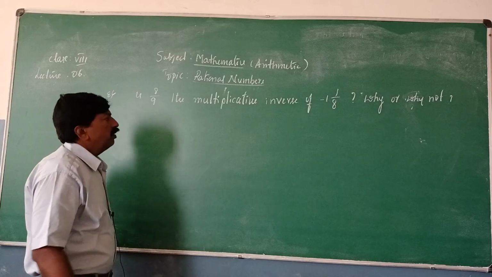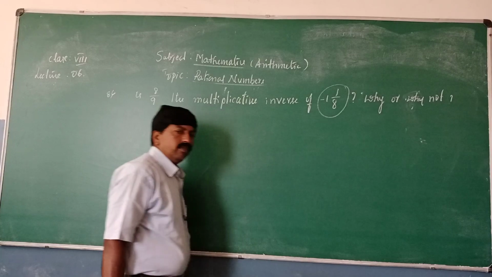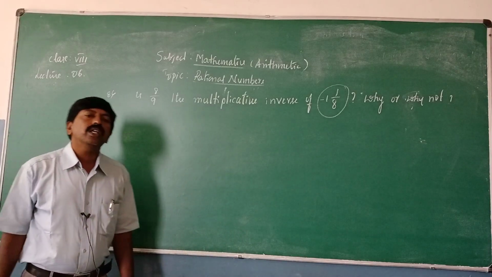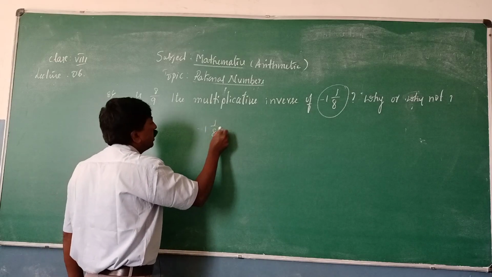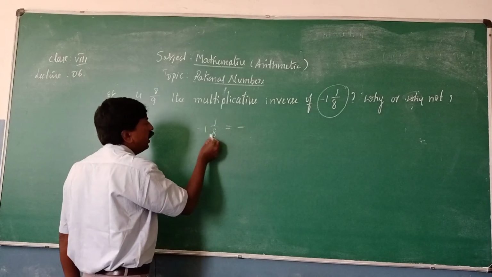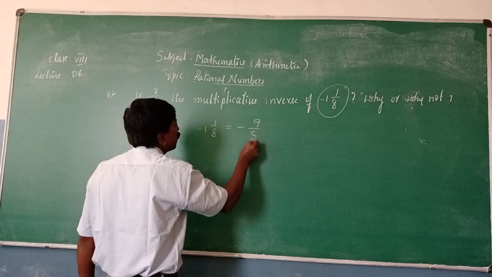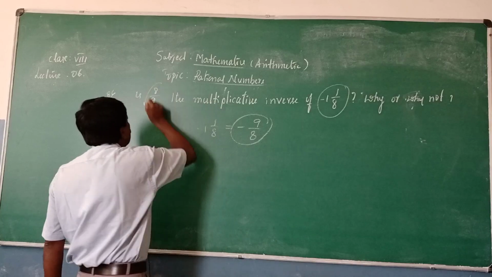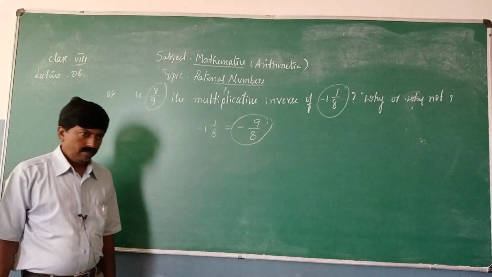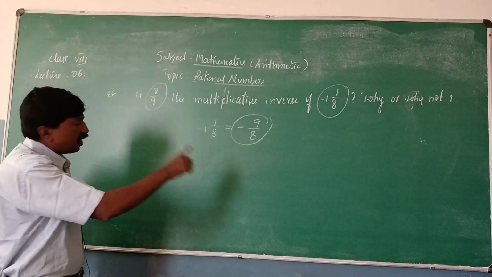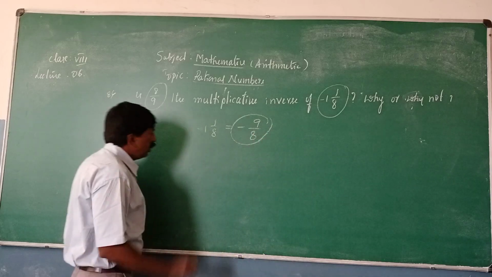So this is 8 by 9. Now observe, here is a mixed fraction. Yes, that one you can convert into a proper fraction. Minus 1 1 by 8 can be written as minus 8 ones are 8 plus 1, 9, minus 9 by 8. Now observe these two. Yes, its product is 1. Now observe the sign. Yes, of course 8 by 9 into 9 by 8 is 1.